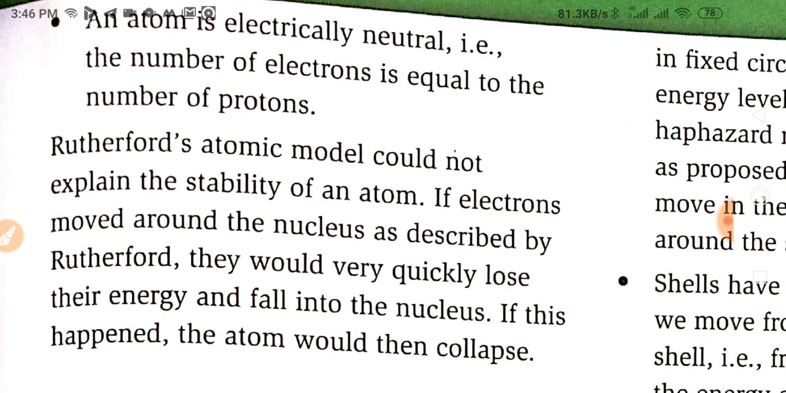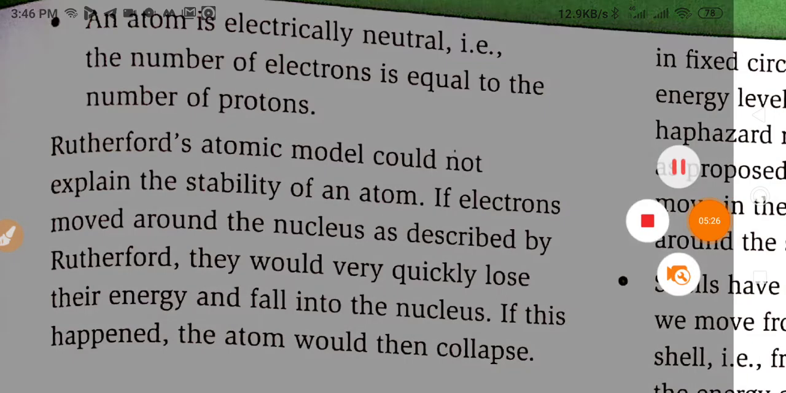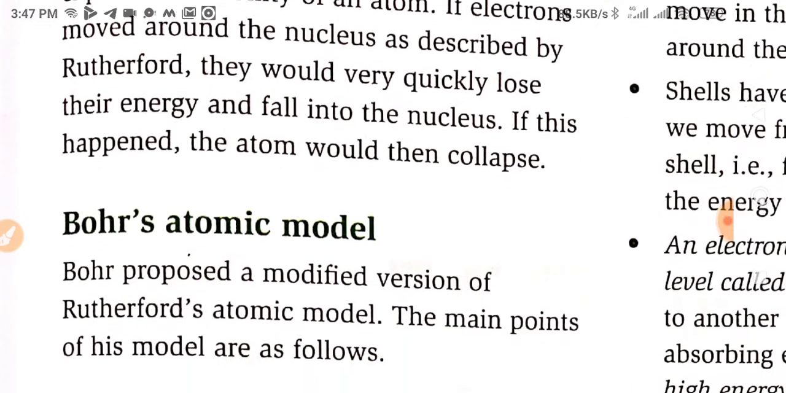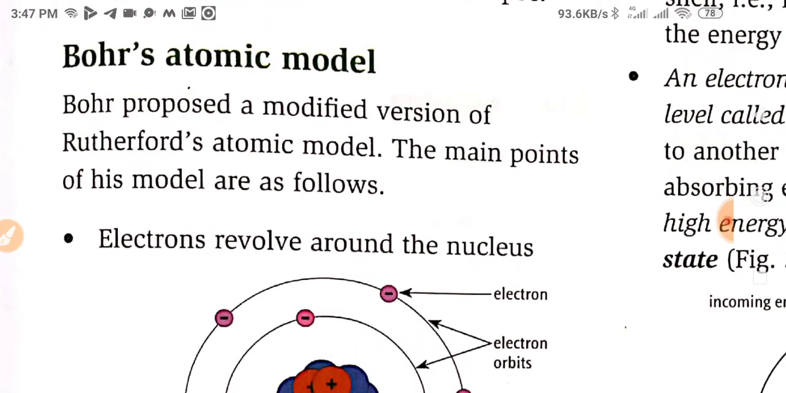So whenever new atomic models come, it means there is some chance to improve the previous model, or it failed to explain some things about the atom. So the next model was given by Bohr, Bohr's atomic model. Bohr proposed a modified version of Rutherford's atomic model.